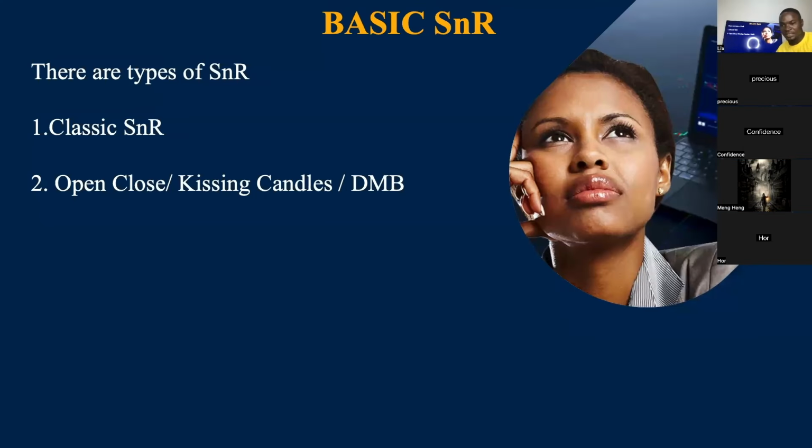Now, basic SNR. When it comes to SNR, there are 2 types of SNR. SNR means what? Support and resistance. I hope you know that. So we are going to look at the classic SNR. We are going to use the open close, which is also the kissing candle or the double marubozu. Okay, it's the same name. So you can call it open close, you can call it KC, which is kissing candle, and you can call it DMB, double marubozu. All right.